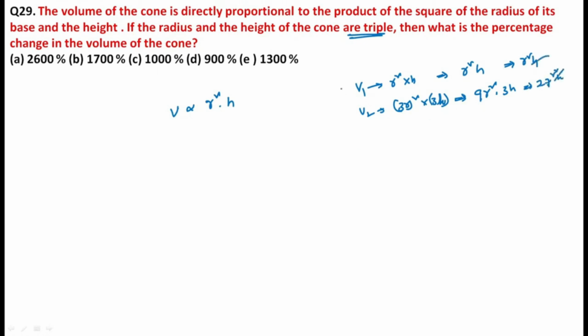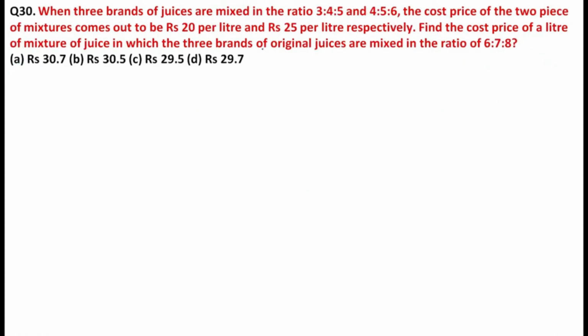Now you can cancel. The initial volume is 1 unit, and the final value becomes 27 units. Now the question: how much percentage does it increase? Guys, 1 becoming 27 means we have 26 units of increase, from 1 into 100. So it increases by 2600%.